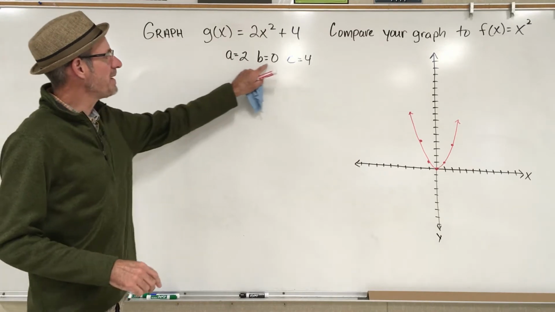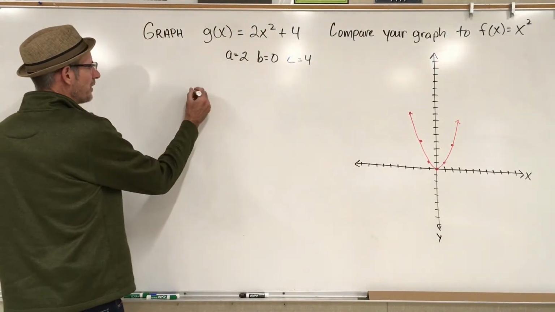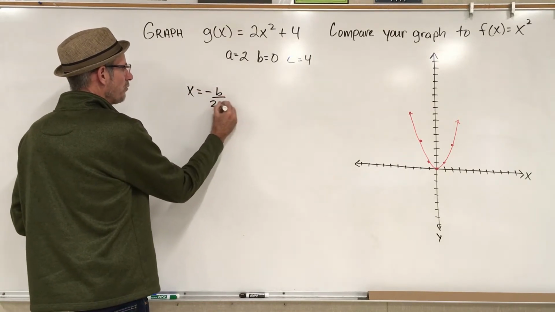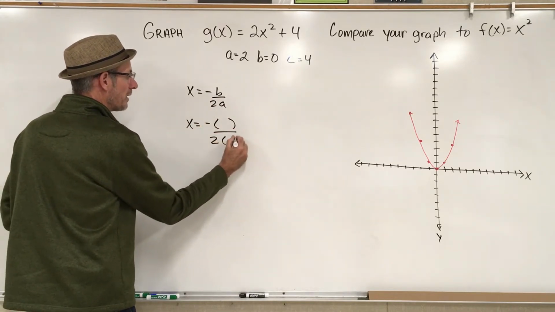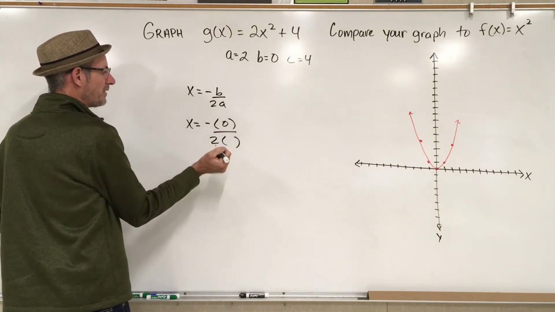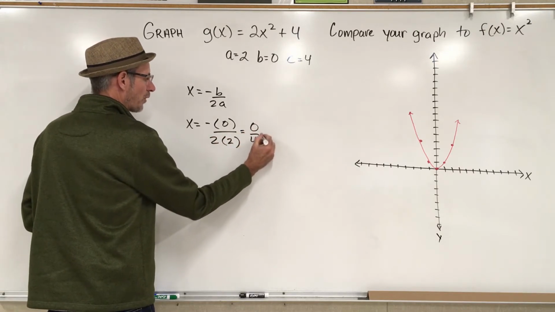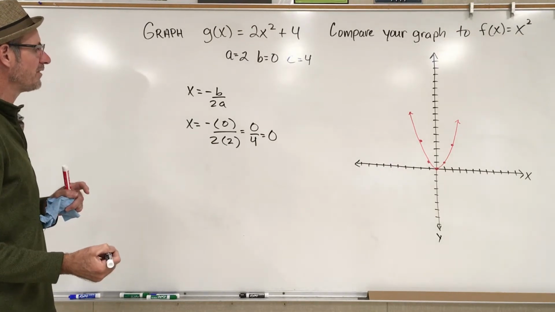Now that I know my a, b, and c, I'm going to find the vertex. So the x-coordinate of the vertex is negative b over 2a. So we have the x-coordinate negative [b] over 2 [a]. My b value is 0, my a value is 2. So that's 0 over 4, which is 0. So the x-coordinate of my vertex is 0.